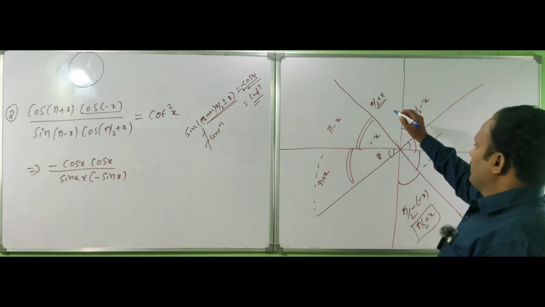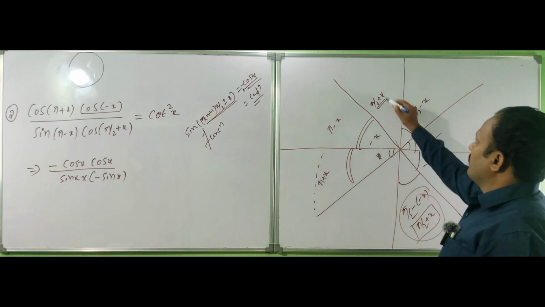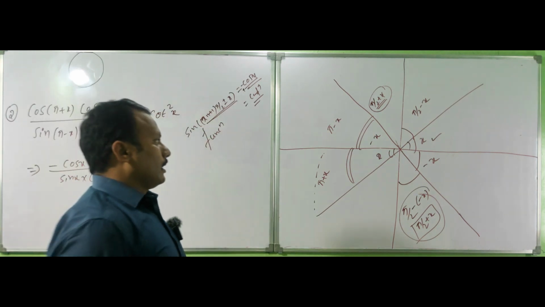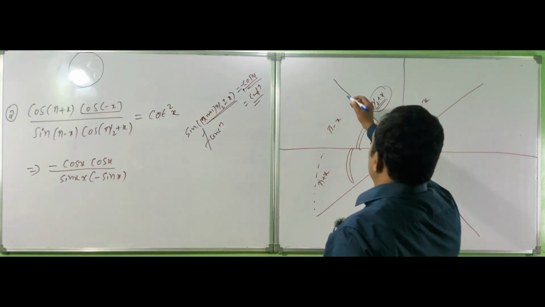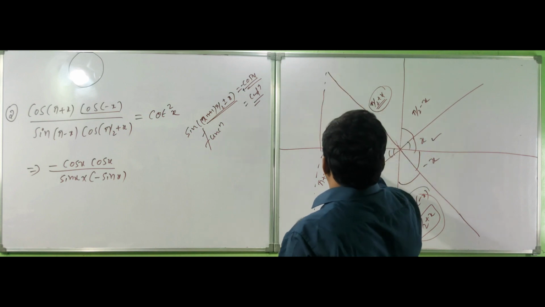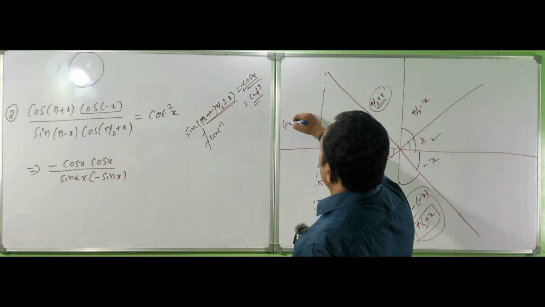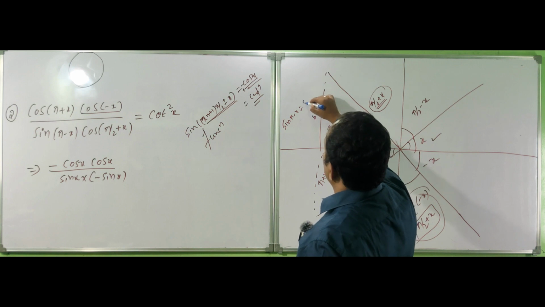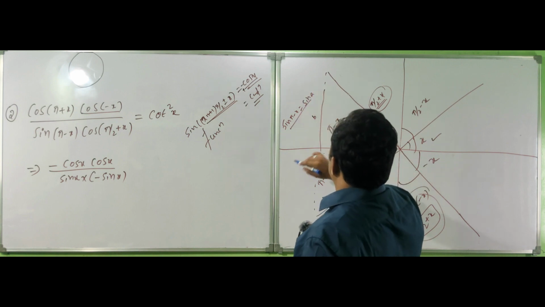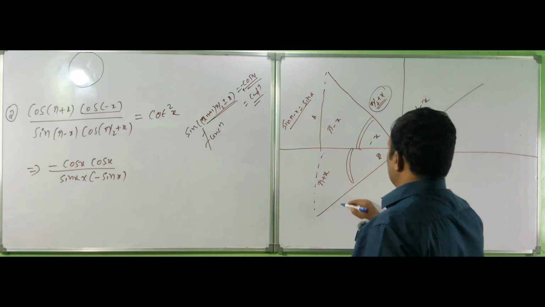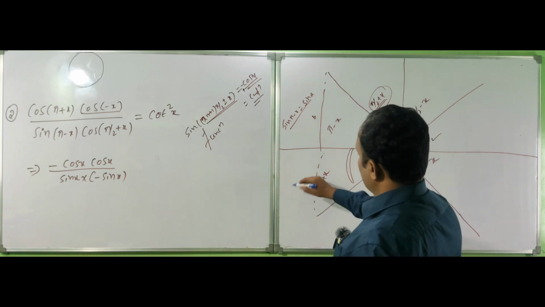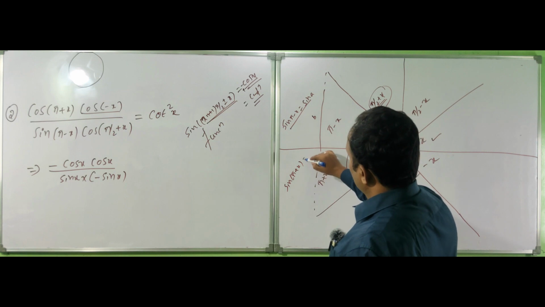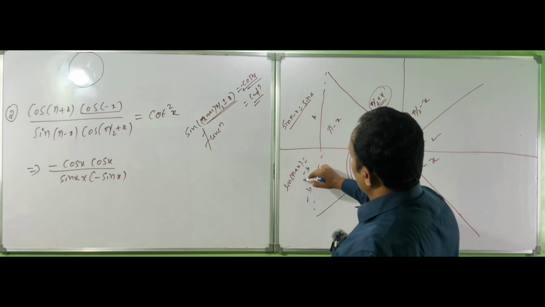This condition applies to all of 3 pi by 2, 5 pi by 2, and 7 pi by 2, the multiples of pi by 2. See here, I am taking this angle. Sin of pi minus x gives which one? This is the positive, it gives sin x. Now sin pi plus x. The opposite angle is minus, so this gives minus sin x.